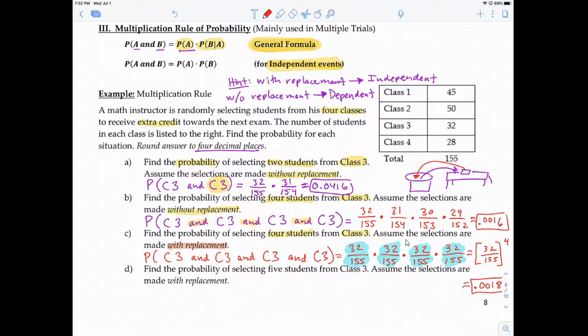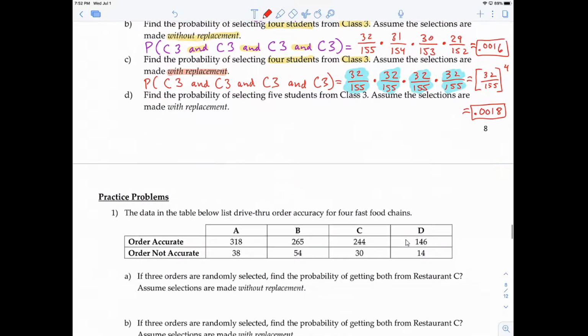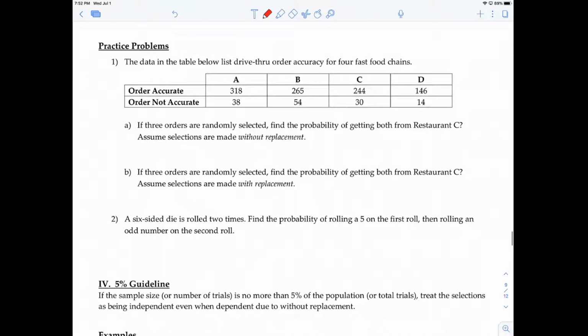So question D, I'm going to let you guys do that as practice. Let's take a look at these other problems.